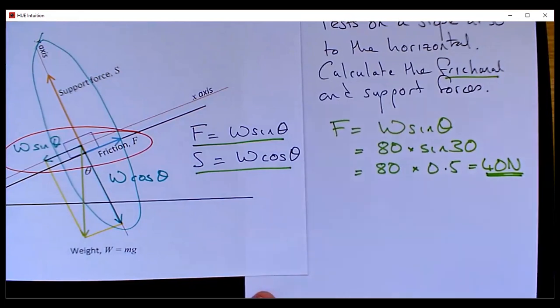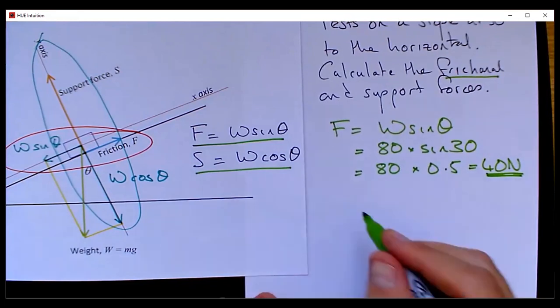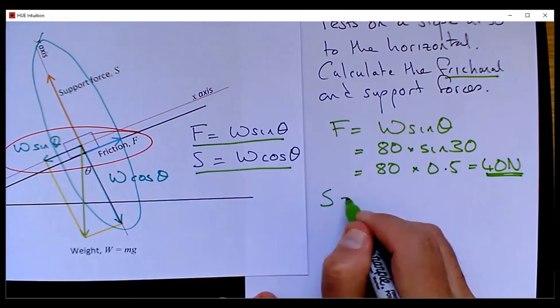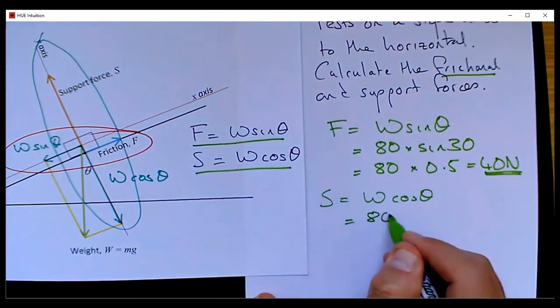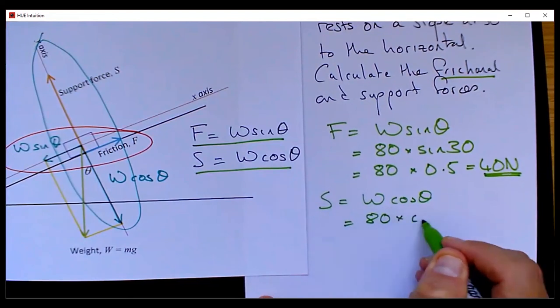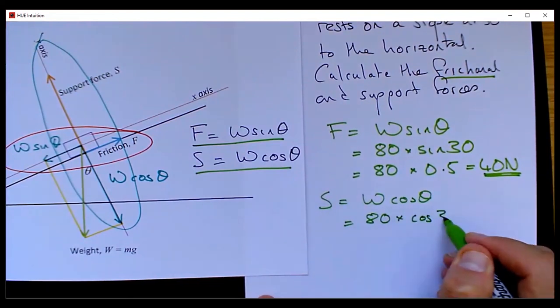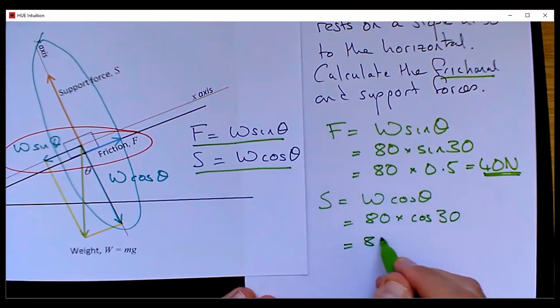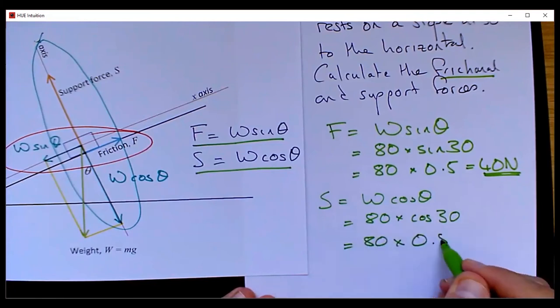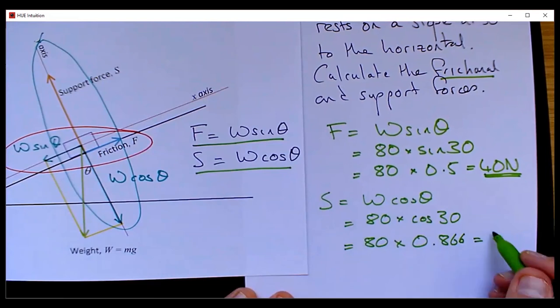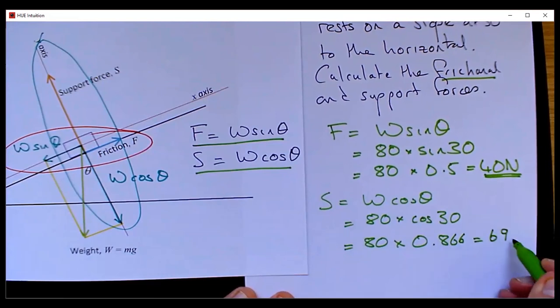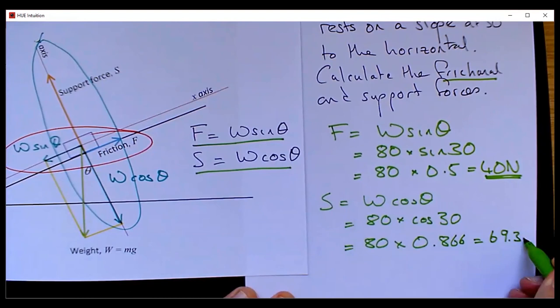Now let's move on and just work out the support force. S is W cos theta, which is 80 times cos 30, which is 80 times 0.866, which gives us an answer to 1 decimal point of 69.3 Newton.